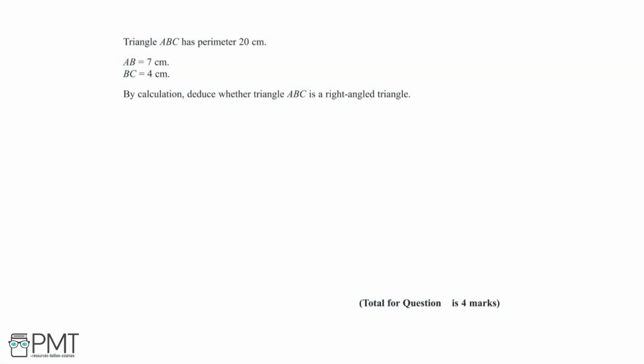In this question, we're told that triangle ABC has a perimeter of 20 centimeters. We're told that side length AB is equal to 7 centimeters, and that side length BC is equal to 4 centimeters. Now by calculation, we need to deduce whether or not triangle ABC is a right angle triangle.